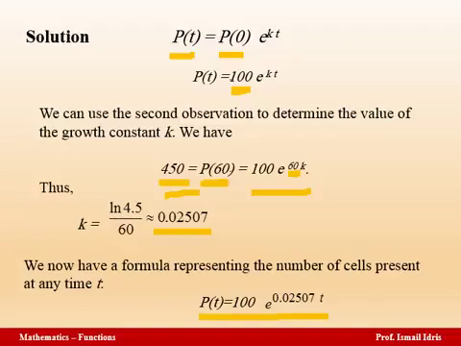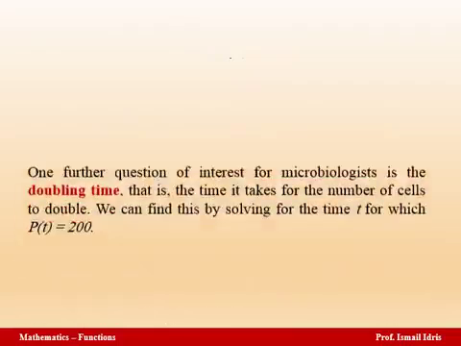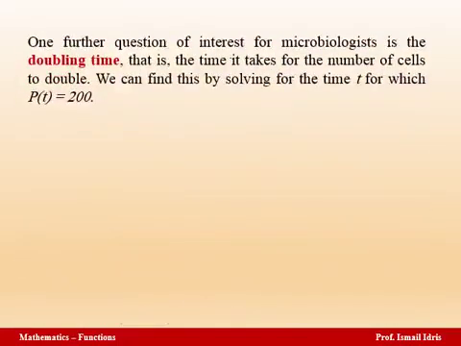But there is another one. What is it? We need to find the doubling time. What is the doubling time? It is the time it takes for the number of cells to double. The time it takes for the number of cells to double, that means the number of cells should be 200, as we have at the beginning 100 cells. So we need to find t, the time t, when the amount B of t is 200.